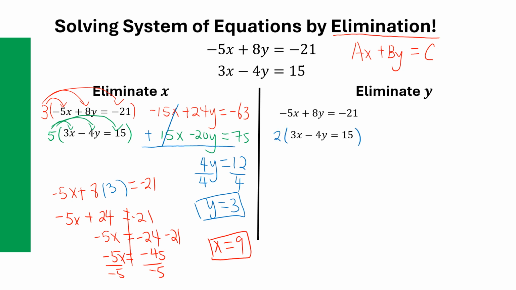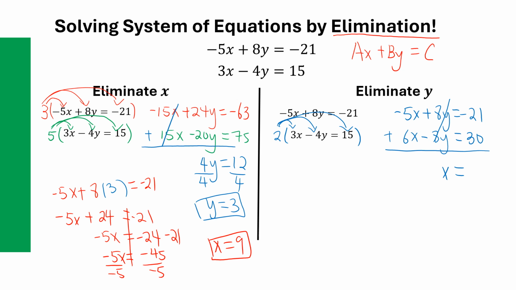So I'm going to rewrite my first equation, negative 5x plus 8y equals negative 21. And then the bottom equation, I'm going to multiply everything by 2. So that will give me 6x minus 8y equals 30. And as you can see, when I add these two equations together, 8y plus negative 8y gives you 0, so y is eliminated. Now add the x's, so negative 5x plus 6x is 1x, or you can just write x equals negative 21 plus 30, which is 9.